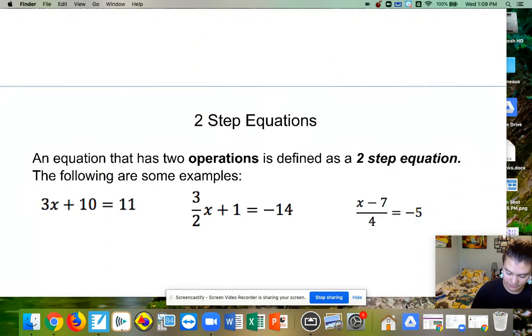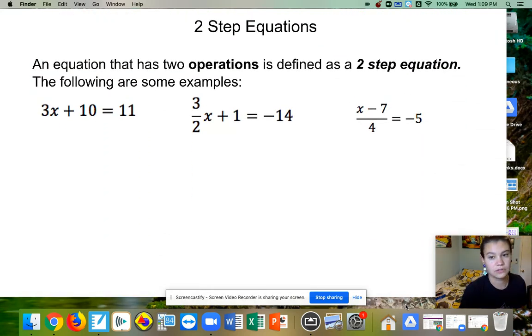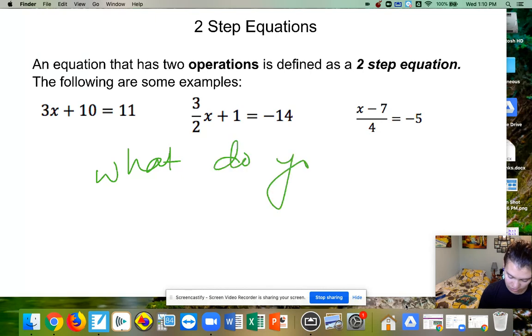So moving on. Now we're going to talk about two-step equations. So here, the first one you have addition and multiplication. The next one is addition and then a fraction. And then you're dividing and you have a number in there. So the question we have to answer here is, what should we do first? So do you get rid of the 10 first or the 3 first? So what do you do first?